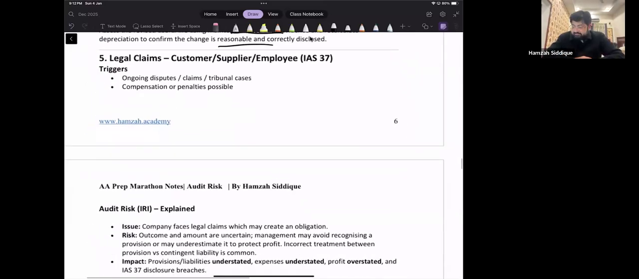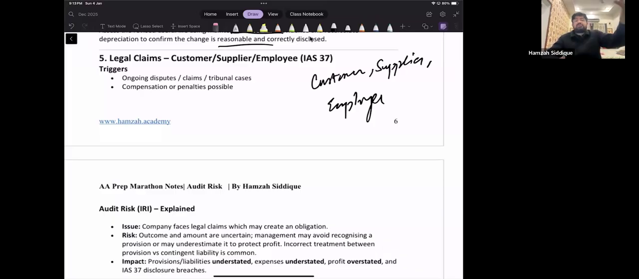Now, the next is legal claim. That a customer or some supplier, some employee, or any third party has sued the company. They're asking for some compensation. So these facts are present in the case study. So now, how to discuss them in the IRI format?